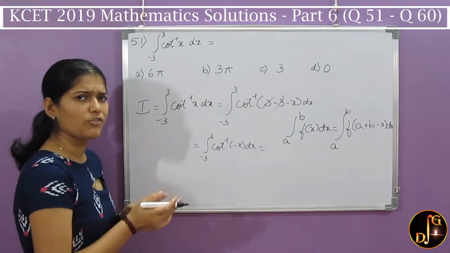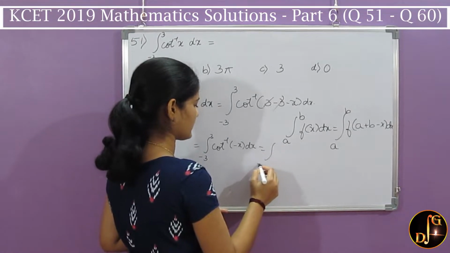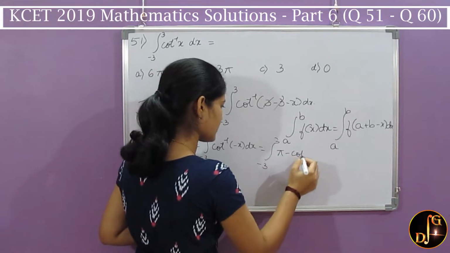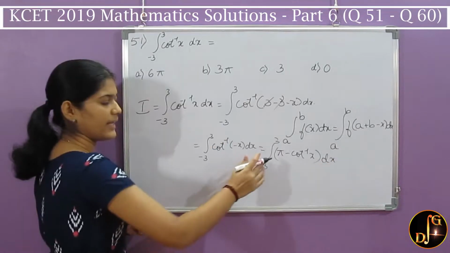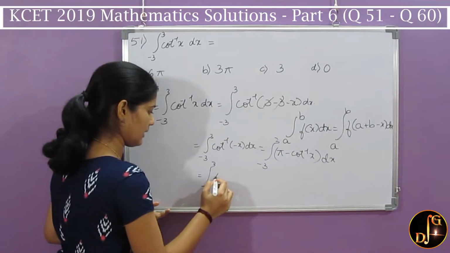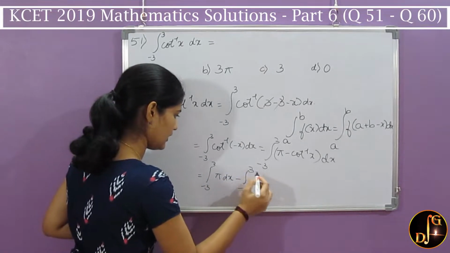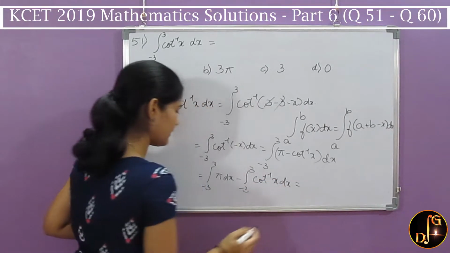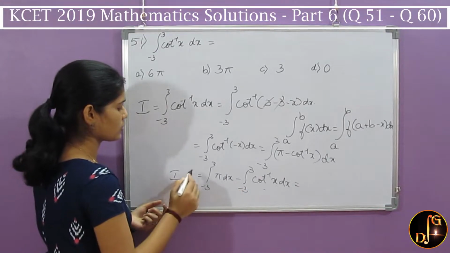What is cot inverse of minus x? That is nothing but pi minus cot inverse x, right? So it will be the integral of pi minus cot inverse of x dx. Let's separate this integration. Then it will be integral from -3 to 3 of pi dx minus integral from -3 to 3 of cot inverse x dx, right? This is nothing but I. So here also we have I.